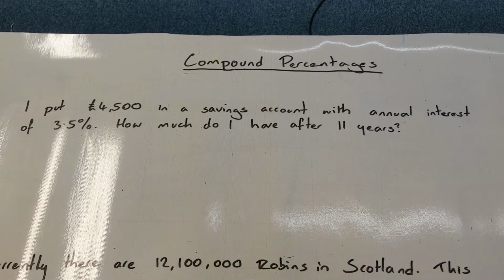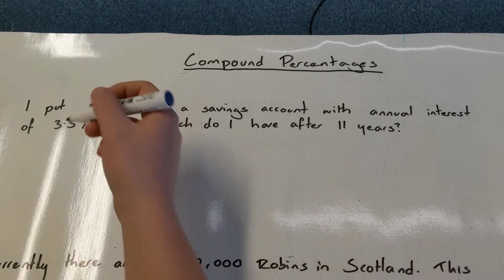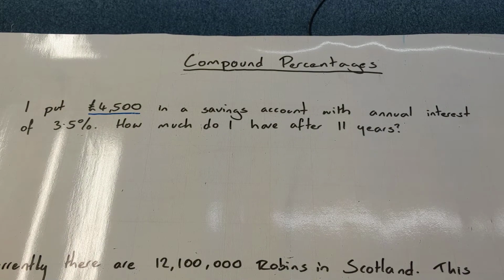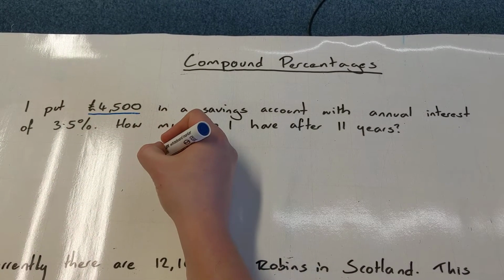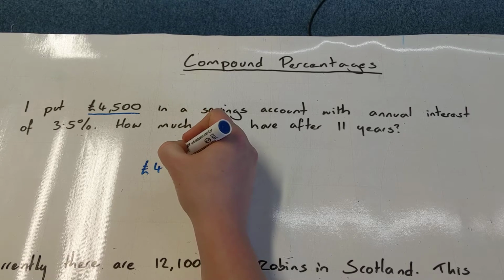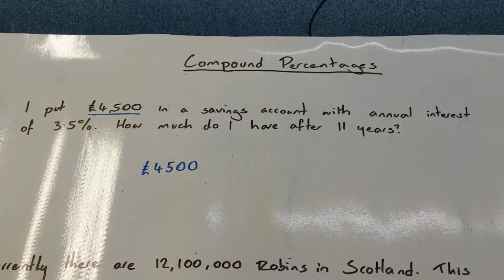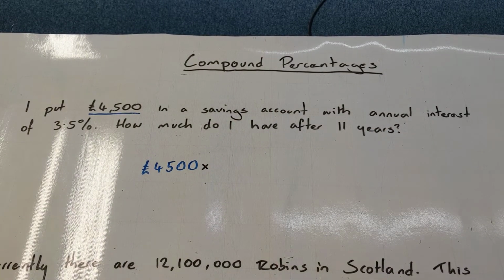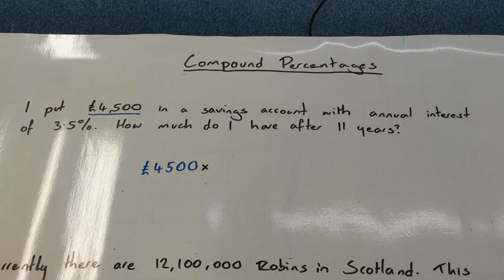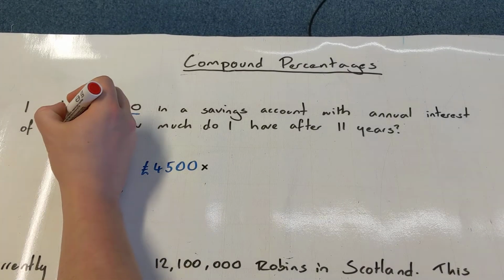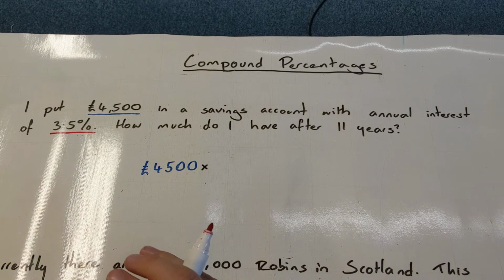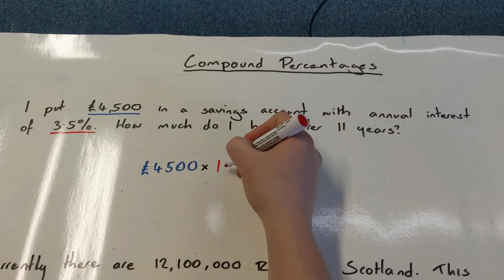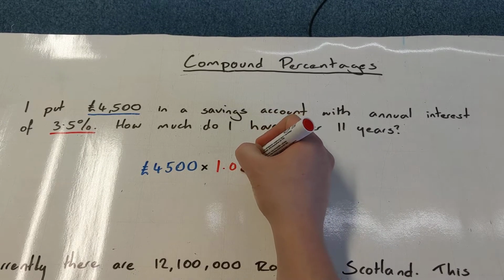So first, we need to identify the amount of money, or the amount of anything, we're starting with originally. So here, the amount we're starting with is 4,500. That's our original amount. Next, we have to identify what decimal we'll times that by that matches the percentage. We get that from how much the percentage is increasing. So it's going up by 3.5%, which means I times it by 1.035.